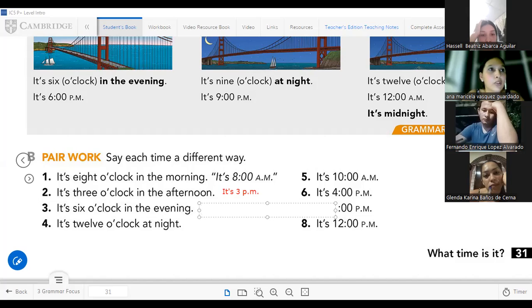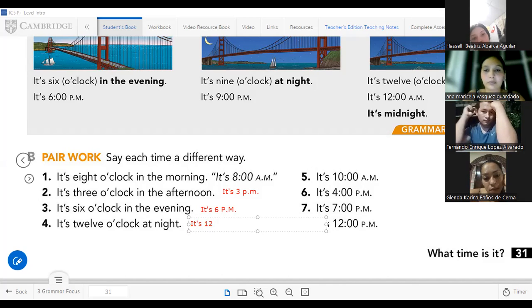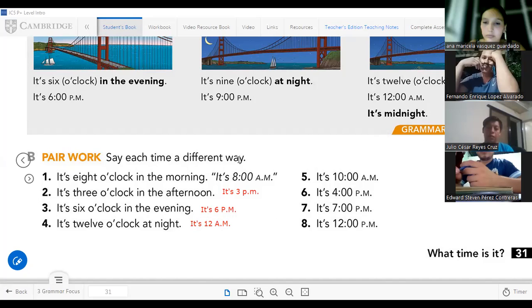Number three. Julio. Number three, it's 6 o'clock in the evening. We can say it's 6 p.m. Okay, next. It's 12 o'clock at night. It's 12 p.m. It's midnight. 12 midnight. At night, it's 12 o'clock at night, it's 12 a.m., right? It's 12 a.m. Okay. Good. Or we can, with this one, we can also say it's 12 a.m. or it's midnight.